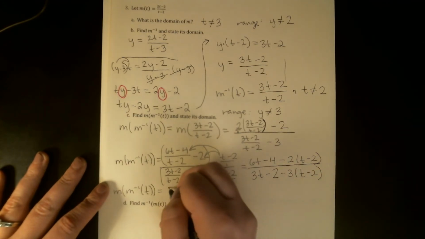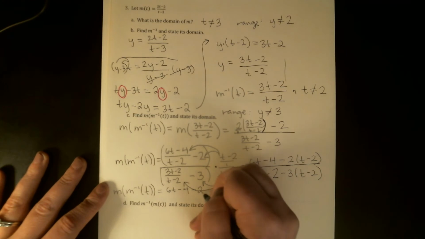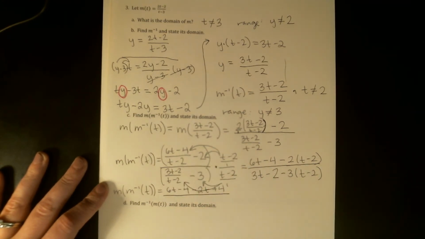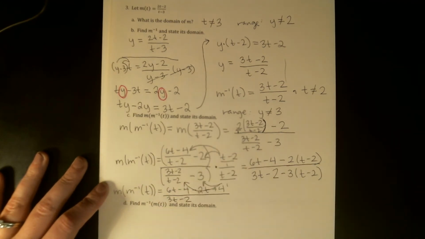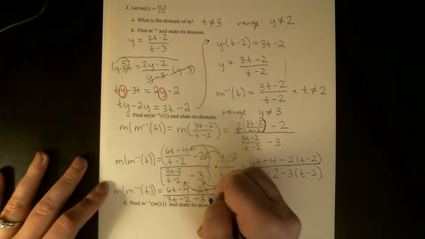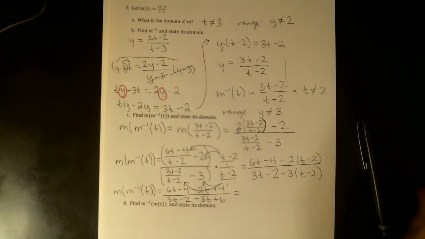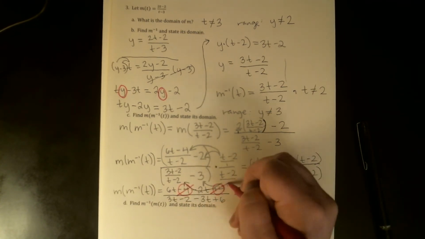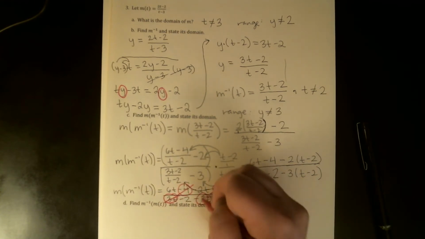Okay, so I have on the top a 6t minus 4 minus 2t plus 4, distributing through those parentheses. On the bottom, I have a 3t minus 2 minus a 3t plus a 6. So some nice things happen. On the top, I have a negative 4 plus 4. That's going to drop out completely. On the bottom, I have a 3t minus 3t.